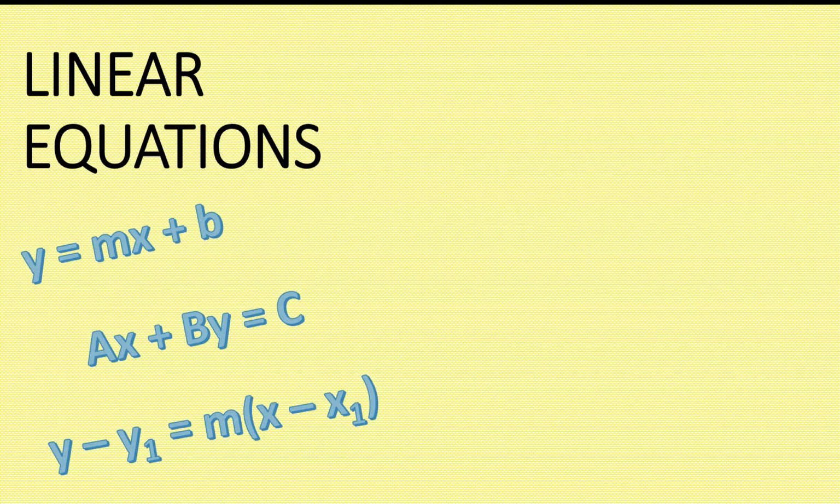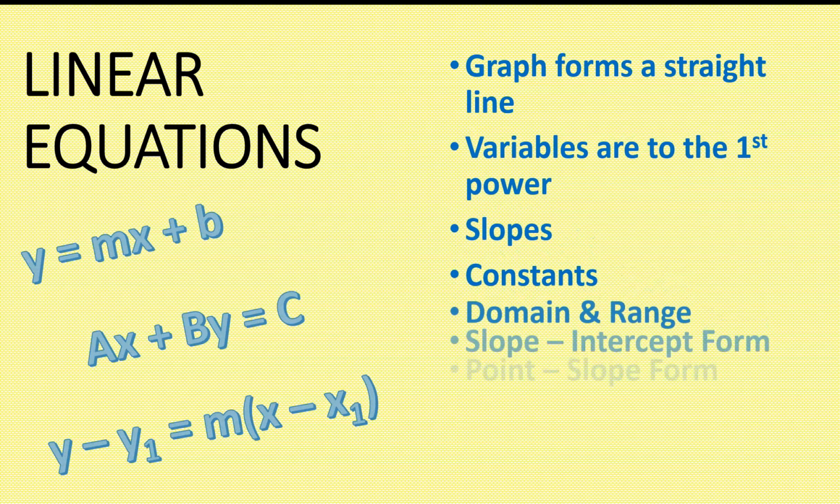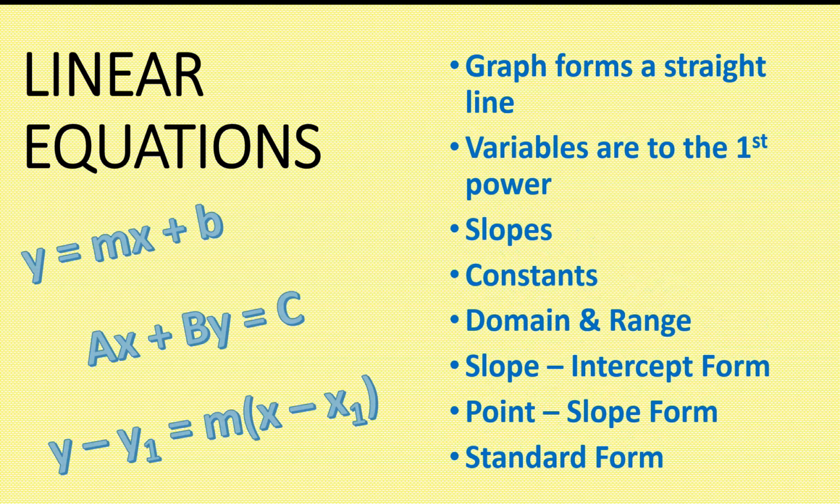Let's do some linear equations. We're going to do some linear equations that don't really look like the ones that you see on the board. Usually you see them with two letters in here. Linear equations always form that straight line. They have variables to the first power. They have things as slopes, constants, domain, range. We also see over there our slope-intercept form, our point-slope form, and also our standard form.